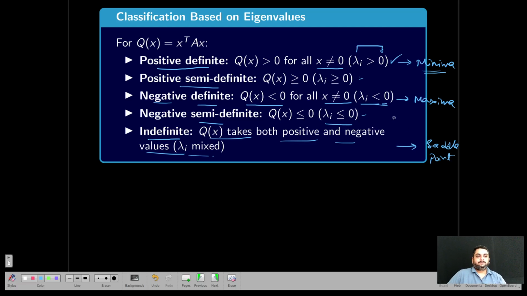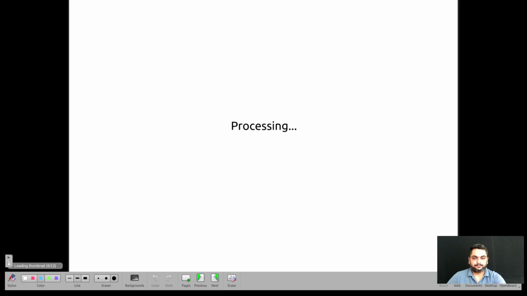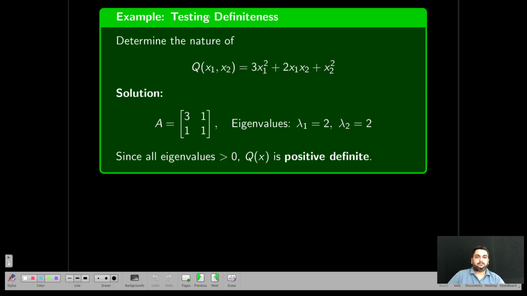Okay, so these are some concepts. They are simple. Now in the exam they may ask you to test the definiteness. In machine learning we'll see its application. Now we'll just solve the problems. Determine the nature of this. Nature means what kind of definiteness it is, or whether it is indefinite.